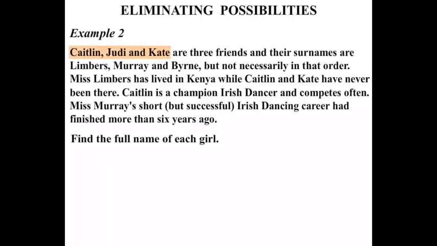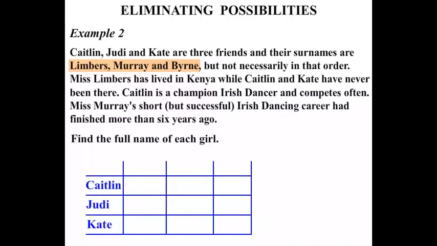Well, that's their first names, Caitlin, Judy and Kate. Let's write them down. Their surnames, Limbers, Murray and Byrne. So we create a table and we write Limbers, Murray and Byrne as such. Now going through the clues, Miss Limbers has lived in Kenya. So in the Limbers column, we're going to put a K in each of those spaces.